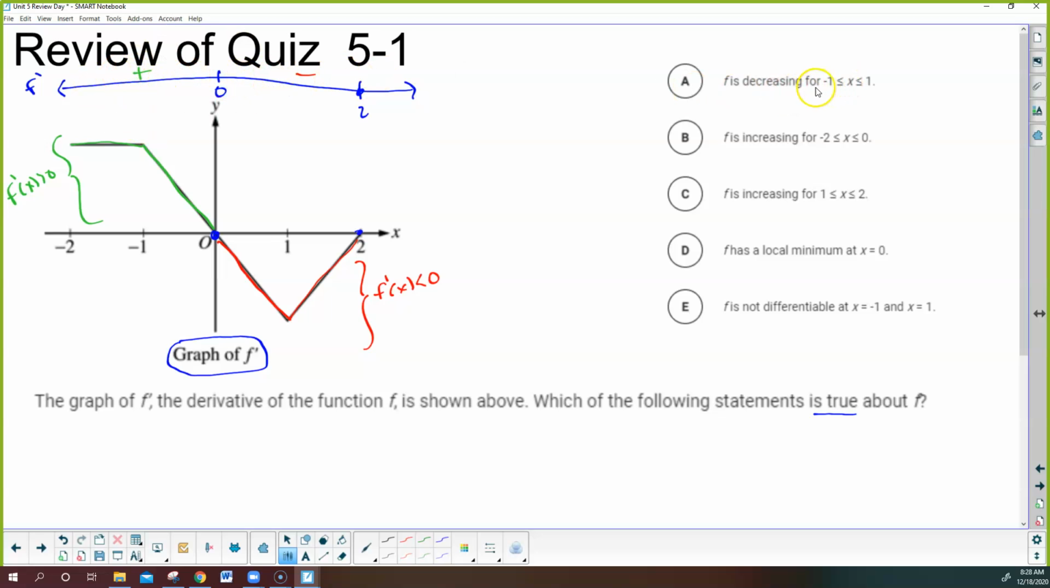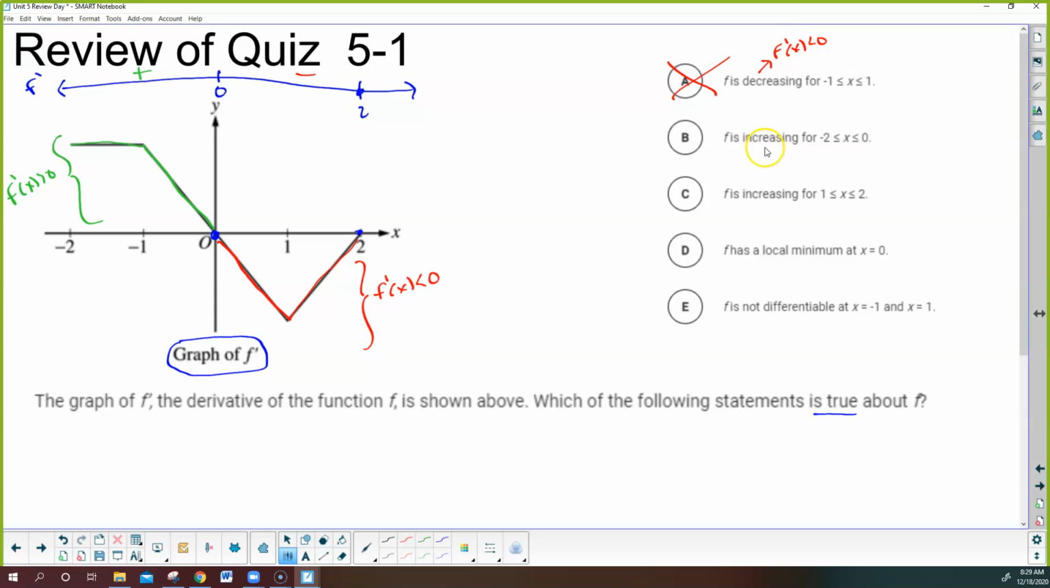So now let's look at our pieces. Notice, all of these questions are related back to the original function f, not the graph of the derivative. So we have to interpret this and make a conclusion about the original graph. This says f is decreasing. If f is decreasing, that means the derivative has to be less than 0 on the interval from -1 to 1. Well, here's -1. -1 is positive according to our chart, so it cannot be a.